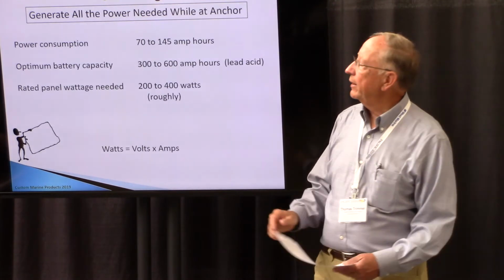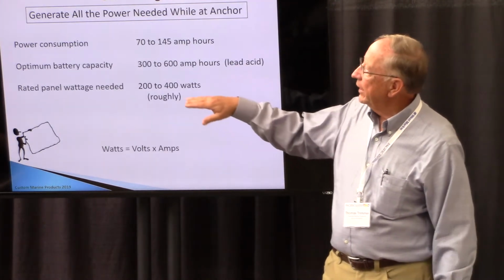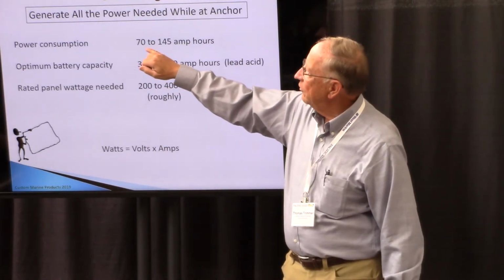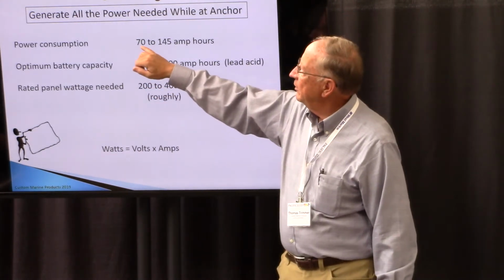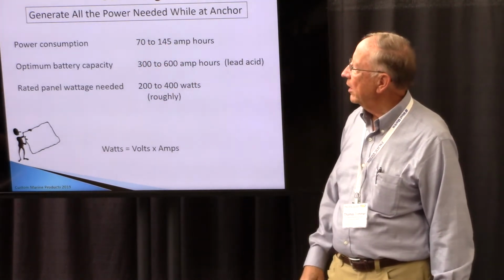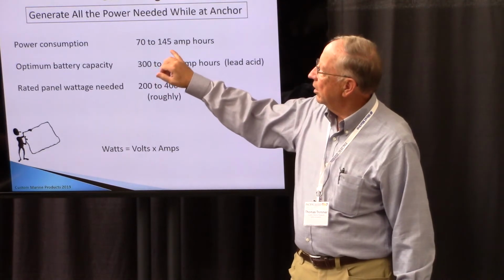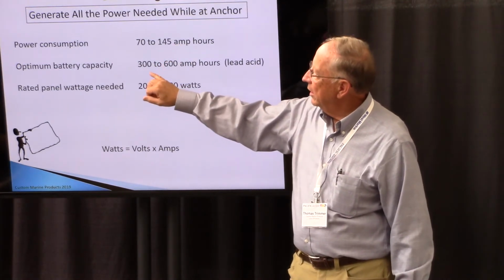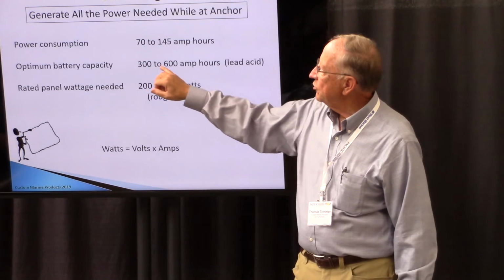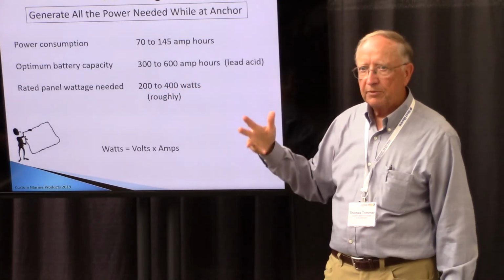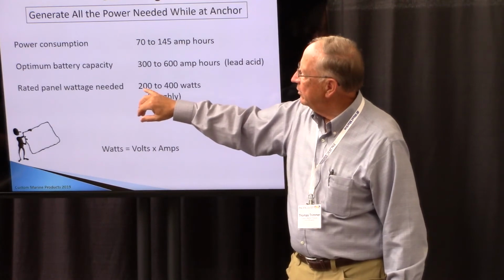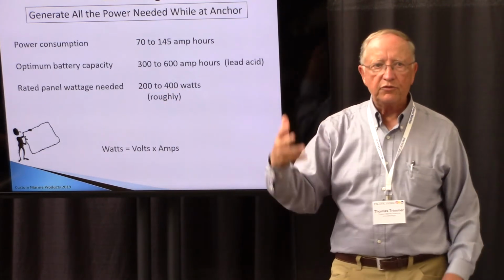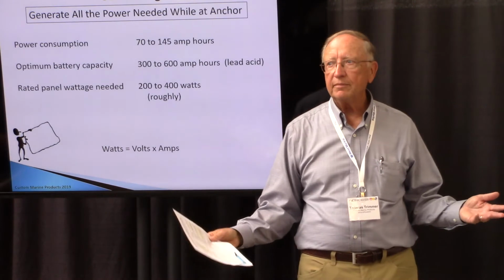So we go through all that, and the bottom line is we've determined that, depending on if I'm at anchor or under passage, I need between 70 and 145 amp hours of power that I use. So my optimum battery capacity is 300 to 600 amp hours to give me a couple days. And for my rated panel wattage, I need either 200 or 400 watts of solar panel capacity. So that's what you need.